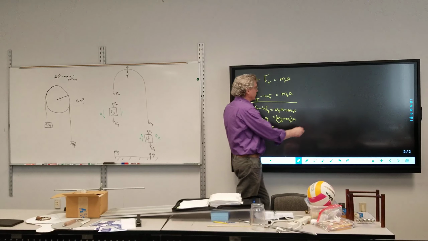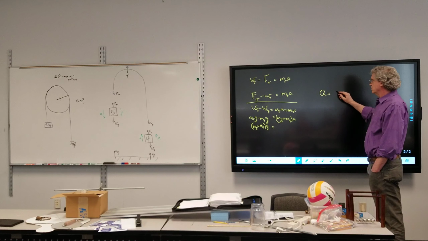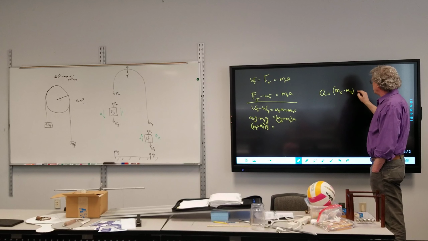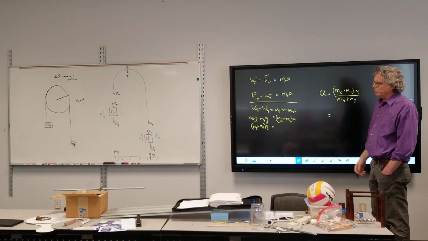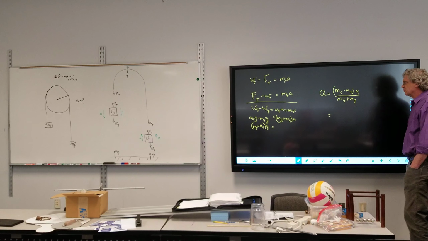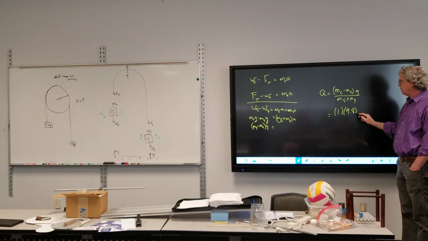And so we end up with acceleration equals M5 minus M4 G divided by M5 plus M4. And we'll put this on Earth. So this becomes 1 times 9.8 over 9.